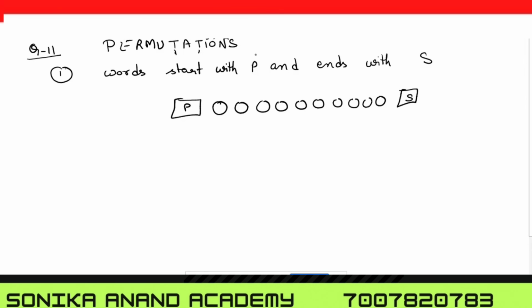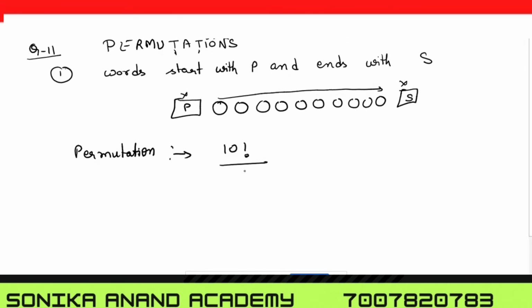So how many permutations are there overall? We have to go only for this now, because these two are fixed. That is 10 factorial. And T is repeated two times, so I go for 10 factorial divided by 2 factorial. Solve it and check out.